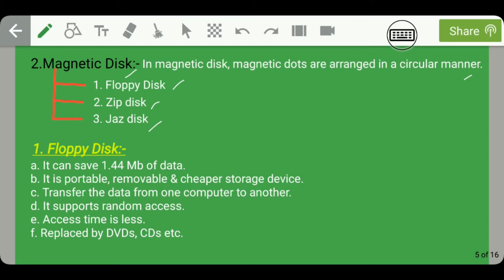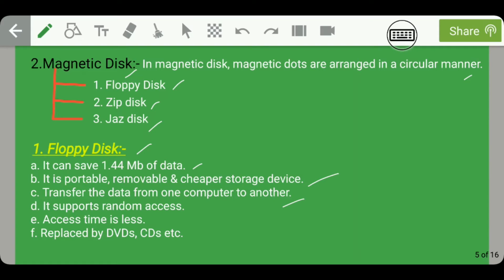Guys, talking about this floppy disk, it can save only 1.44 MB of data. It is portable, that is, we can carry it from one place to another. It is removable and cheaper storage device. Moreover, using this floppy disk, we can transfer the data from one computer to another.